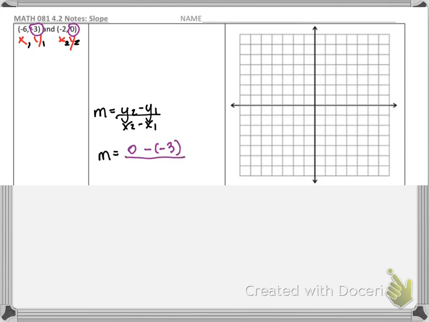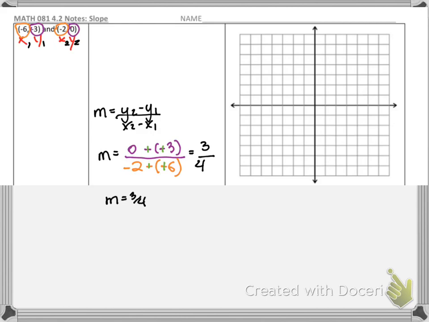Then we have x2 is negative 2 minus x1, which is negative 6. So this is where things can start getting tricky if you're not very careful about your signs. The minus and negative turns into plus or positive in both the numerator and the denominator. So the numerator becomes plus 3, and the denominator becomes positive 4. So our final slope is 3 over 4.